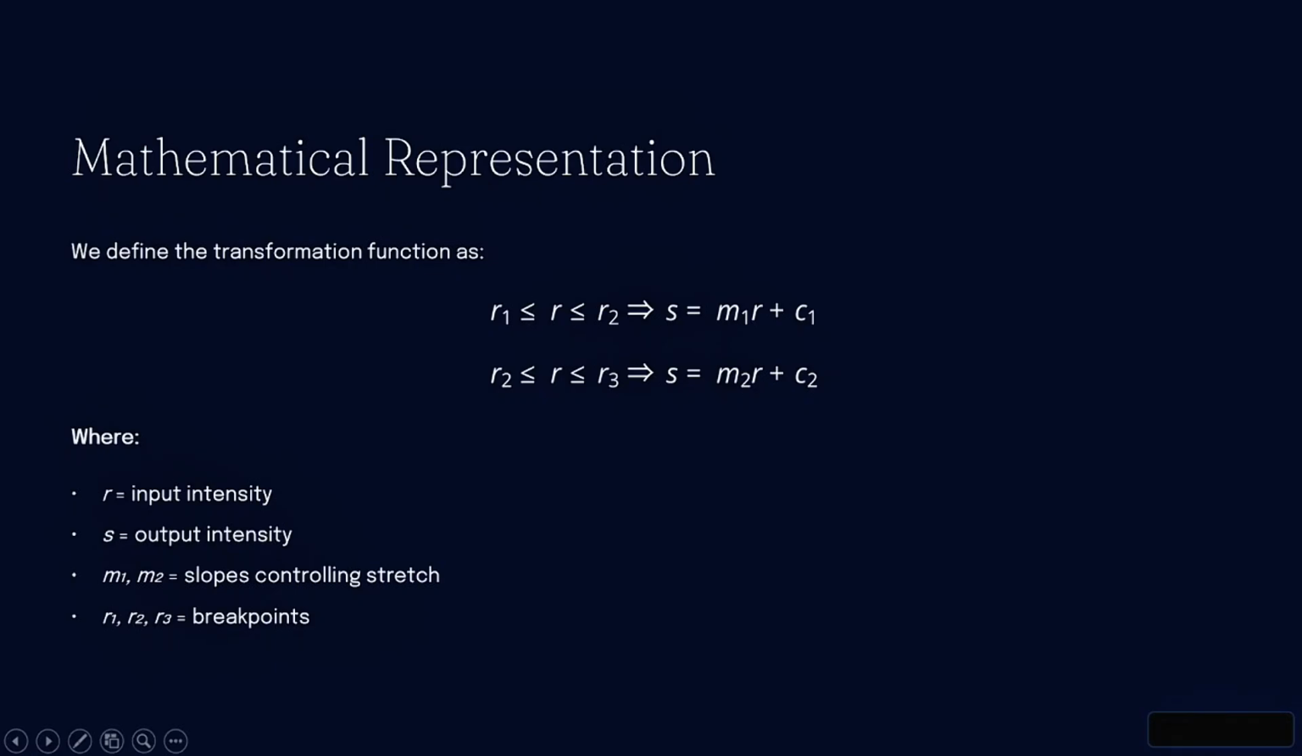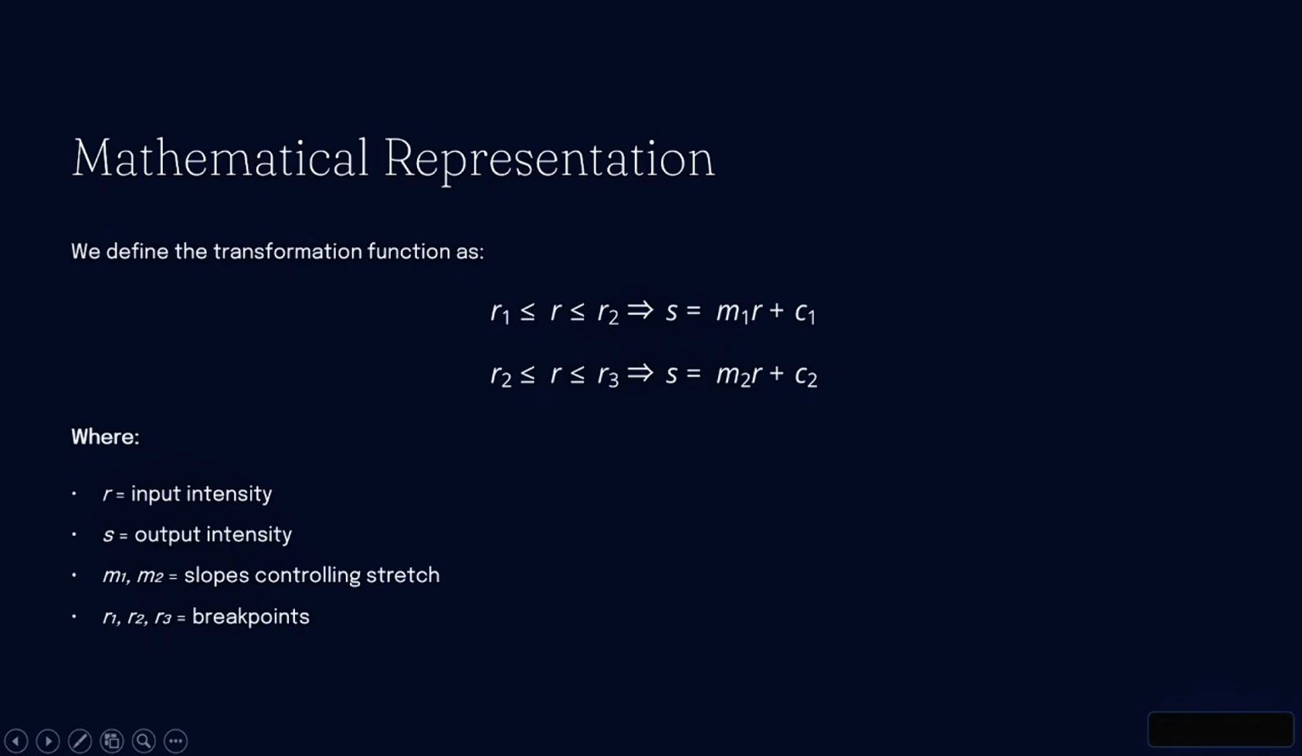The mathematical foundation behind this method is simple but effective. The transformation is expressed as a set of linear equations of the form s equals m times r plus c, where r represents the input intensity, s is the output intensity, m is the slope that controls contrast, and c is the constant that shifts the brightness.